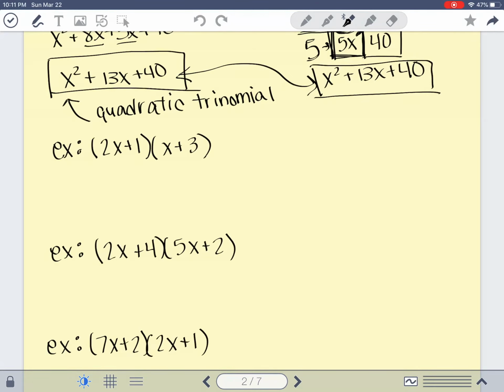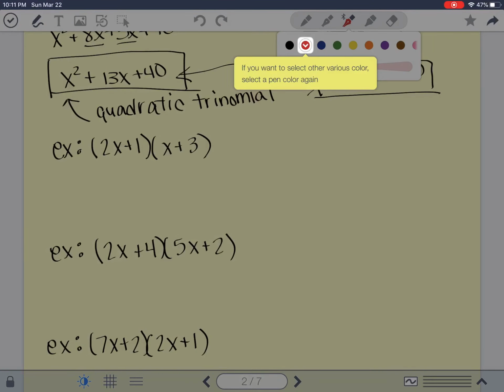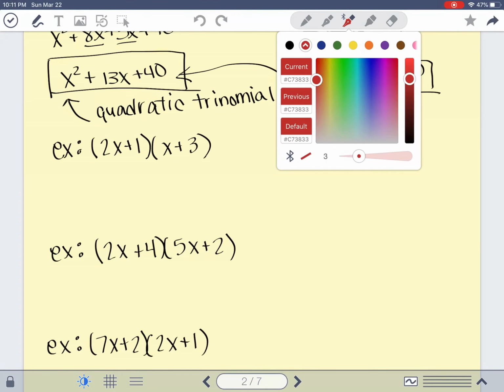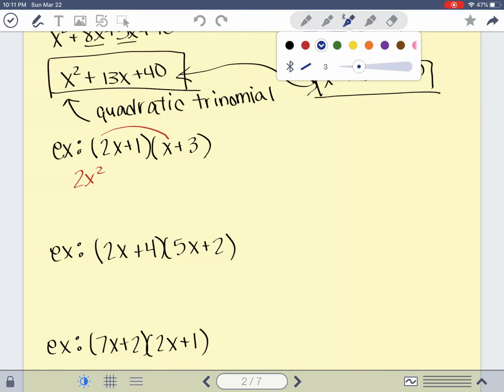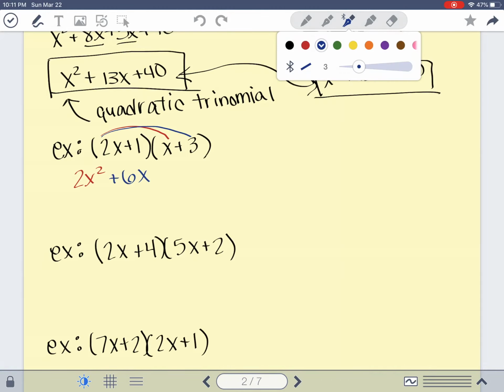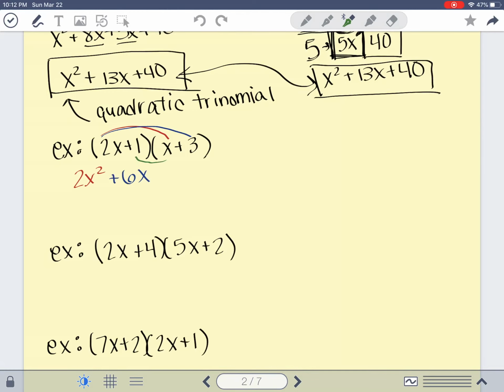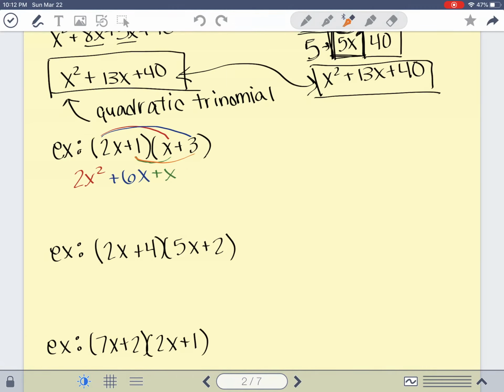Okay, so let's try FOIL. So we have our first terms. All right, so our first terms, 2x times x gives us 2x squared. Our outer terms, 2x times 3 gives us 6x. Our inner terms, 1 times x gives us just an x. And then our last terms, we get 1 times 3, so plus 3.